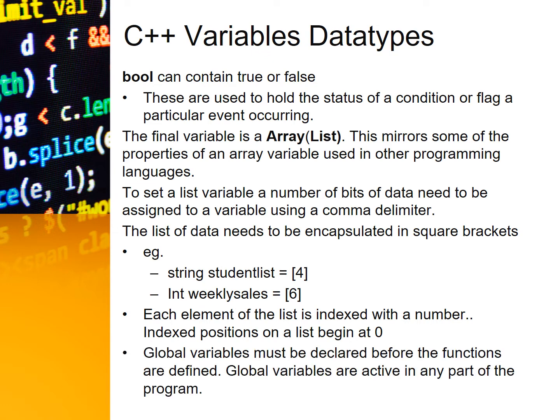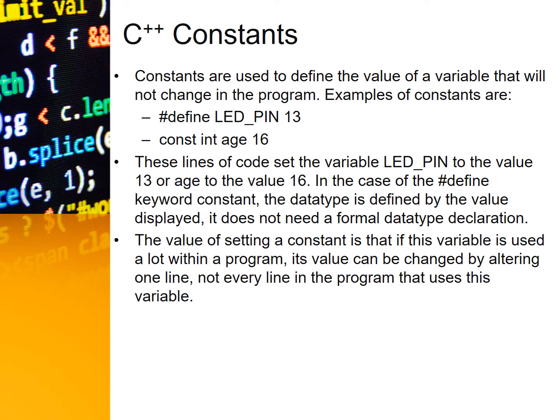Global variables must be declared before the functions are defined. Global variables are active in any part of the program. Constants are used to define a specific value of a variable that will not change in the program. Examples of constants are hash define LED pin 13. In other words, we're saying that if we use LED pin, it's going to be equal to number 13.